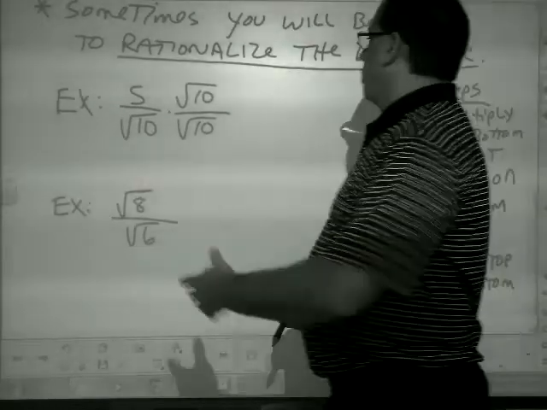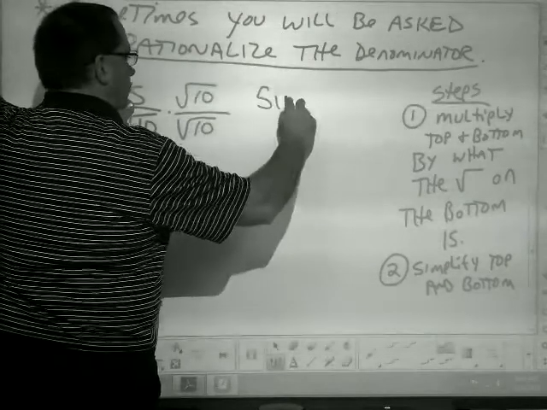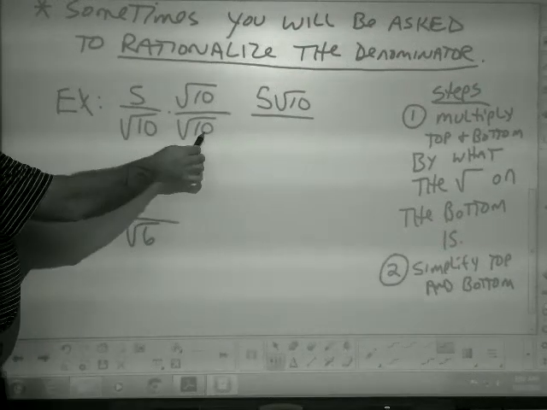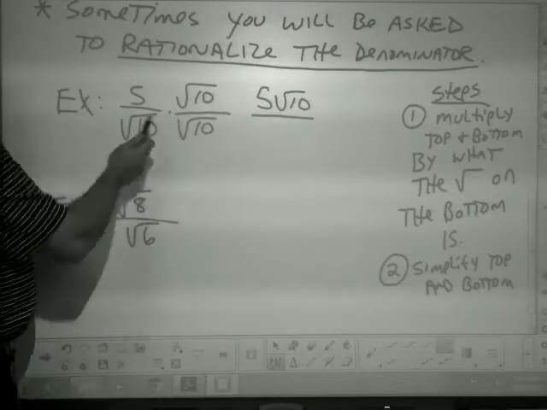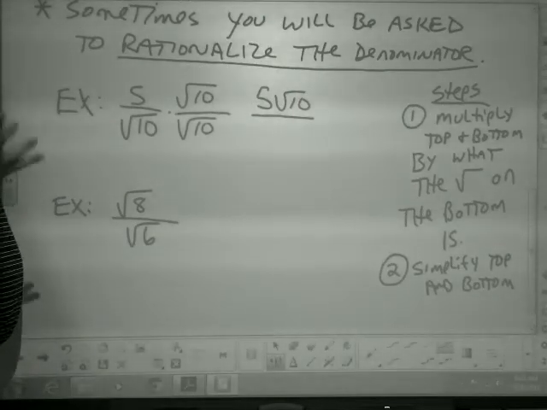So, well, when we multiply straight across, 5 times the square root of 10 is 5 square root of 10. Square root of 10 times square root of 10. Well, here's the thing we talked about in the last video. Square root of 10 times square root of 10 is the square root of 100, because 10 times 10 is 100. But the square root of 100 is really 10.